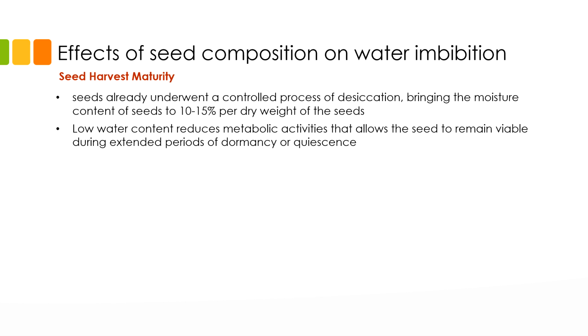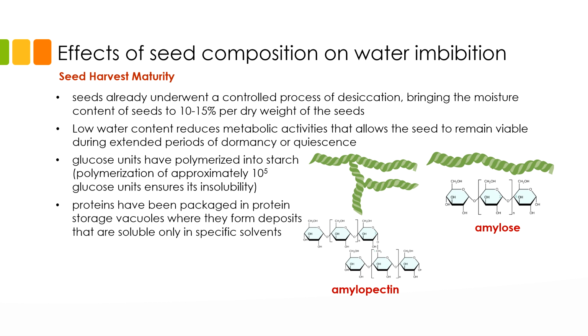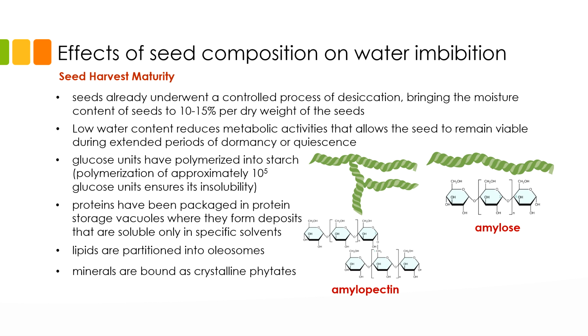By harvest maturity, glucose units have already been polymerized into starch. Polymerization of approximately 10 to the fifth glucose units ensures its insolubility. Proteins have been packaged in protein storage vacuoles where they form deposits that are soluble only in saline solutions or aqueous alcohol. And the lipids have already been partitioned into oleosomes or oil bodies, and the minerals have been bound as crystalline phytates.